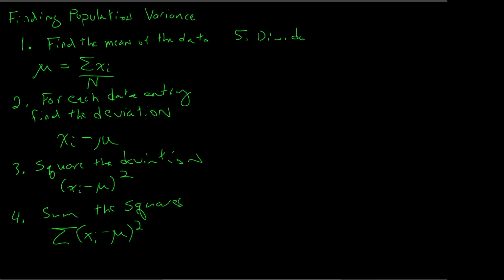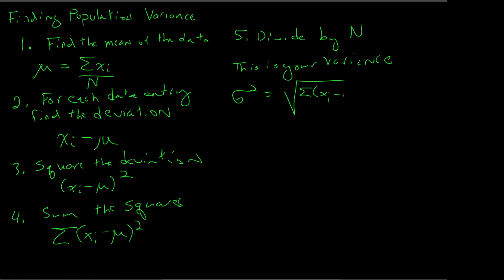Divide by n, the number of data elements, and this will be your variance. Or the data's variance, I should say. Might not be your variance, but it's the data's variance, right? And again, in symbols, we write this like this.